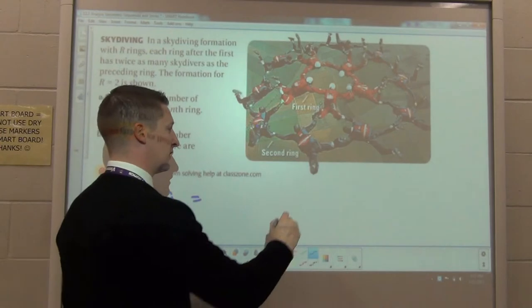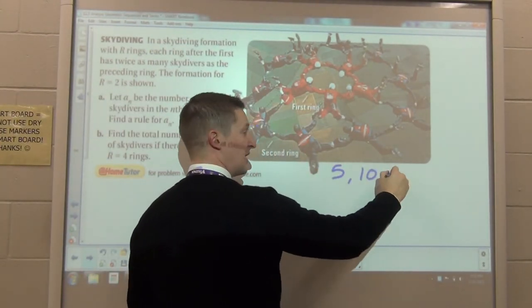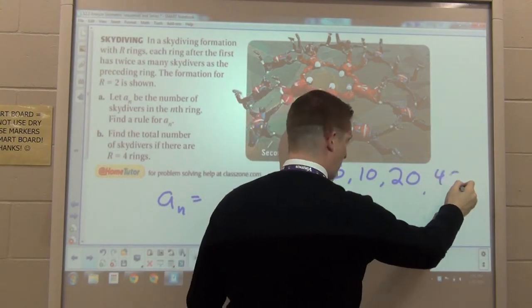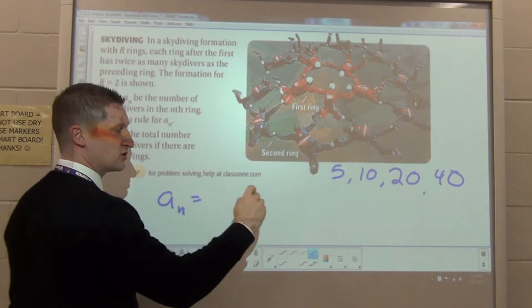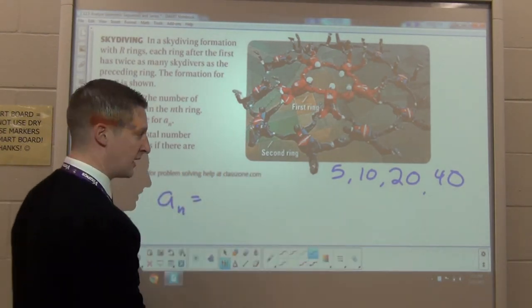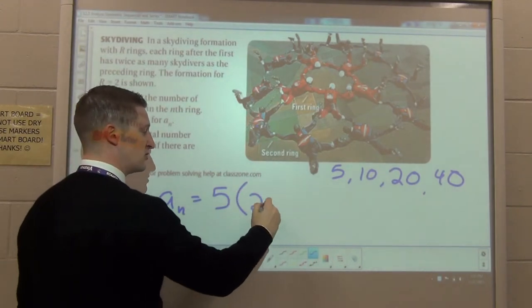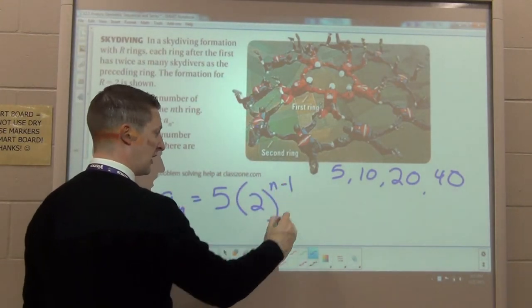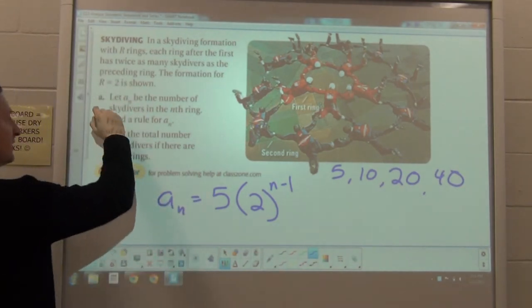Well, if we're going 5 and then 10 and then twice that would be 20 and twice that would be 40, etc. The rule looks like we're going to have a common ratio of 2, right? We're doubling it each time. And my first term is 5. So I take 5, the first term, times 2, the common ratio, raised to the n minus 1 power. And that looks like it's going to be a pretty good rule. So letter A, you're taken care of.